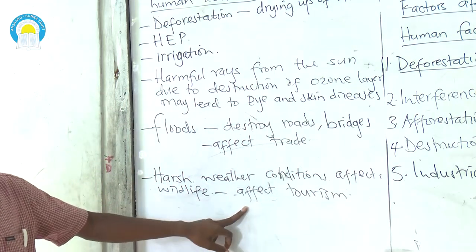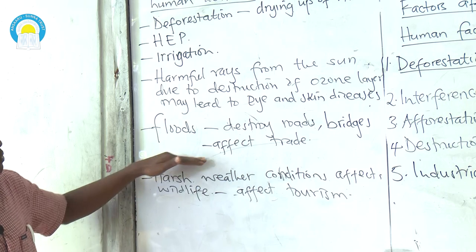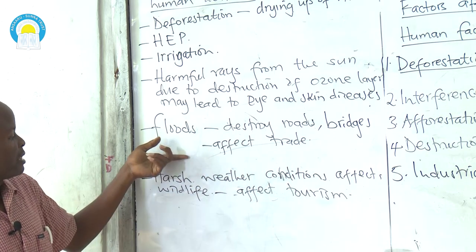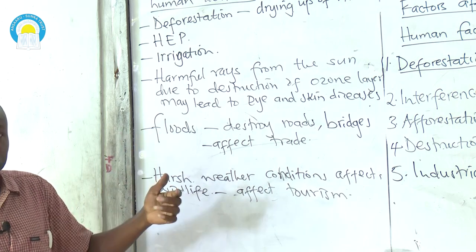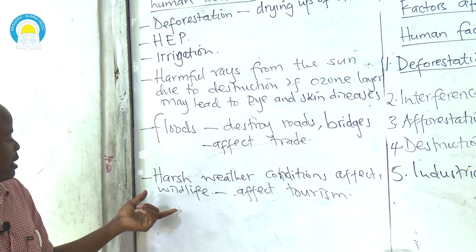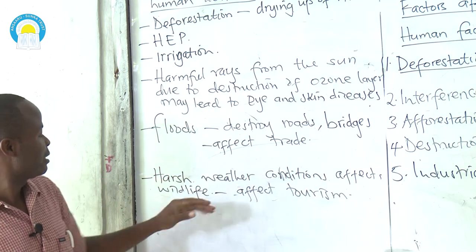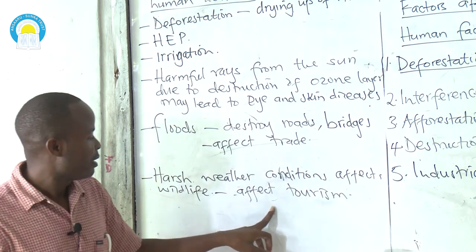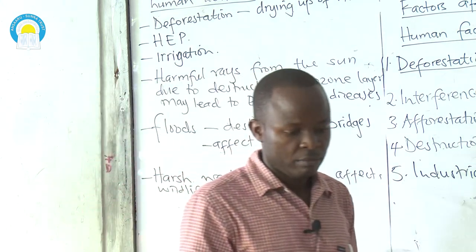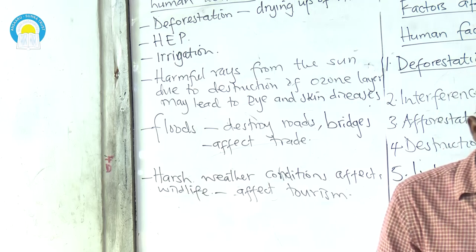Tourism earns us foreign exchange. So when we destroy the forests where these animals are and the climate changes, some animals will die, some will run away, some will suffocate and die, I mean. And when that happens, the tourism sector will also be affected.